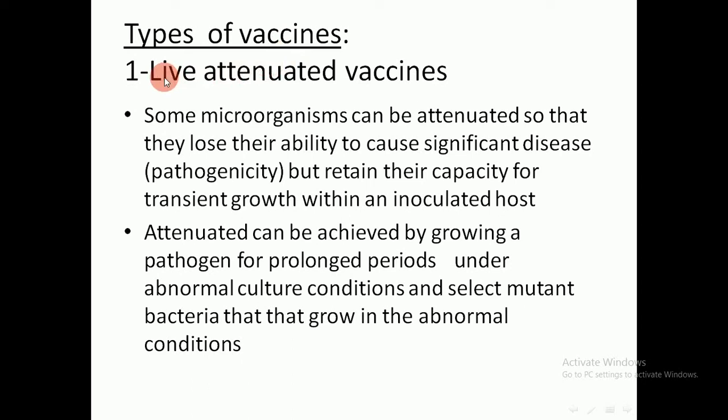Types of vaccine. First, we have live attenuated vaccine. Some microorganisms can be attenuated, so they lose their ability to cause significant disease, their pathogenicity, but retain their capacity for transient growth within an inoculated host. The attenuation can be achieved by growing a pathogen for prolonged periods under abnormal culture conditions. For example, bacteria that grow at 37 centigrade, which is the temperature of the body, are allowed to grow at 40 centigrade. So these bacteria that grow at 40 centigrade are used as a vaccine.